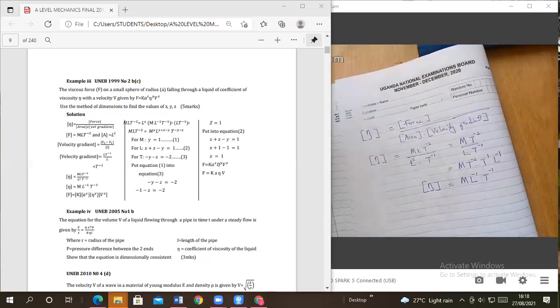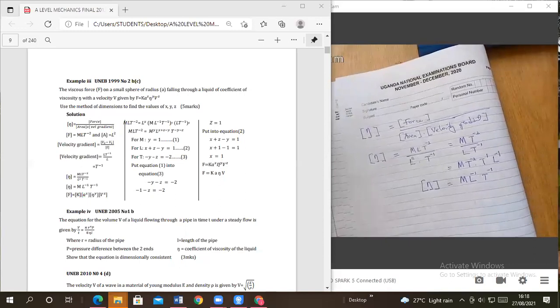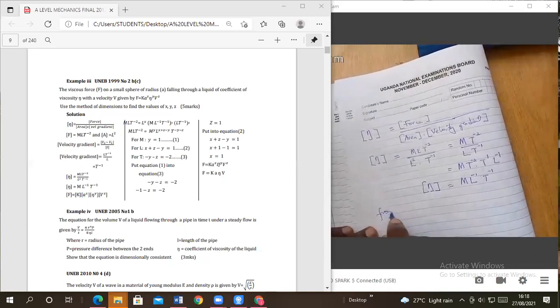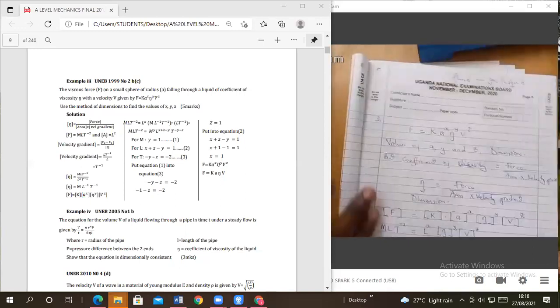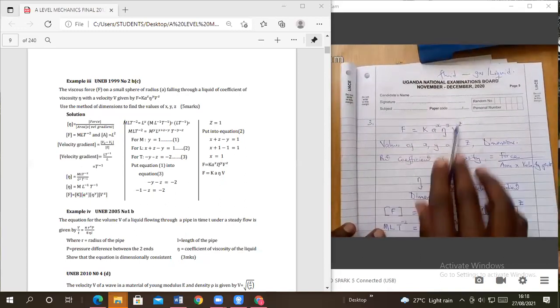Okay? So this is the dimension of viscosity. Now we go back to where we said, from the formula that I've given us, okay?